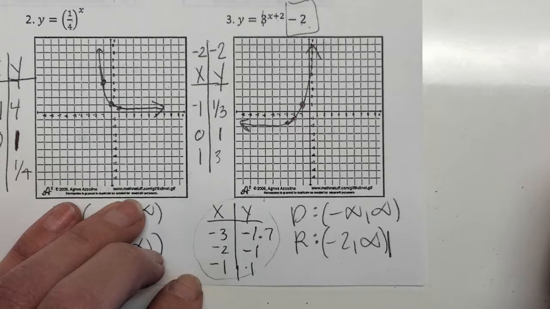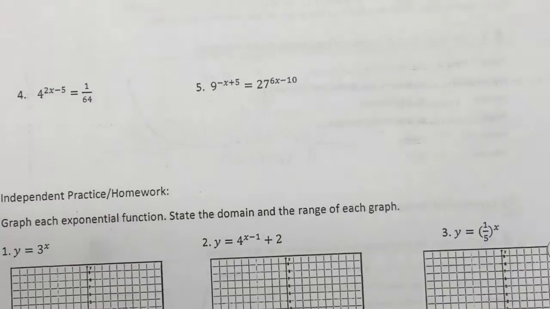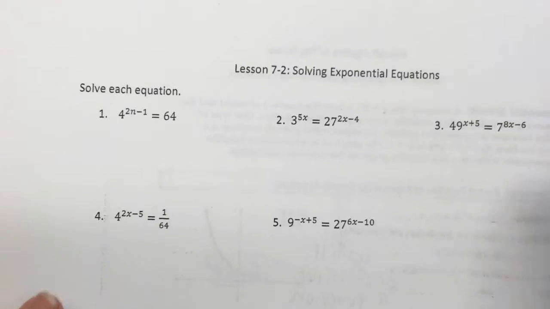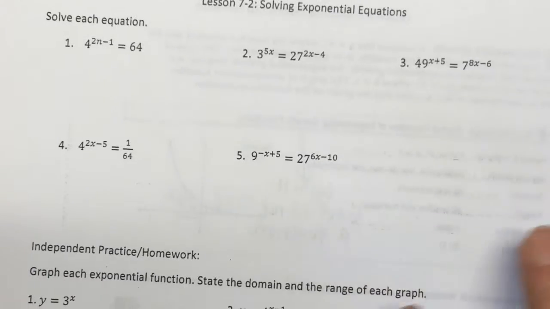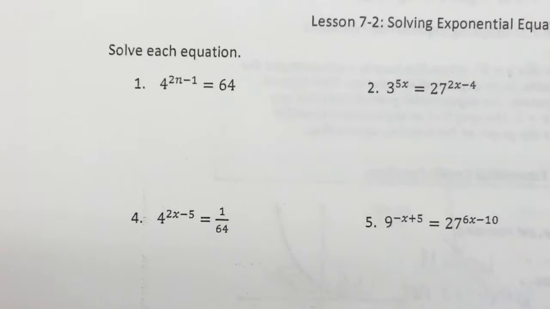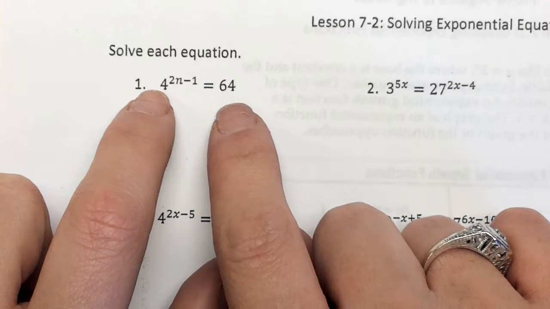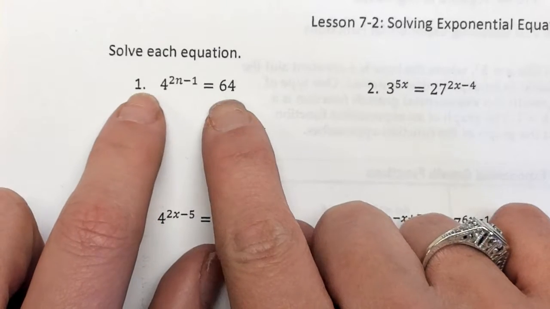Y'all feel good about that? Okay. Flip it. Now moving on to 7.2. So that was graphing exponential. This is solving exponential equations. What are we solving for in number 1? N, right? The letter we're solving for. But we need to get it out of the exponent. So to do this, we have to find a common base. Now, what are our bases here on each side? 4 and 64. What's the smallest?